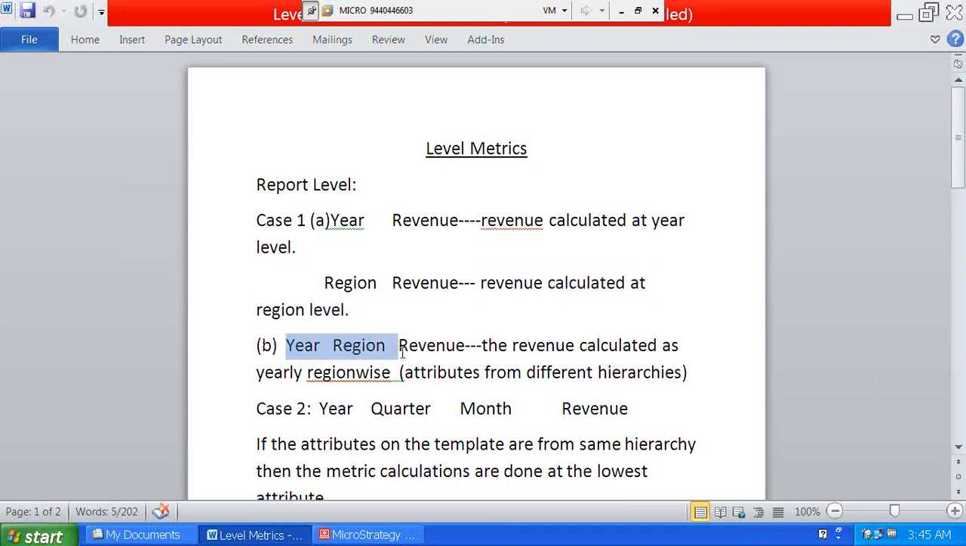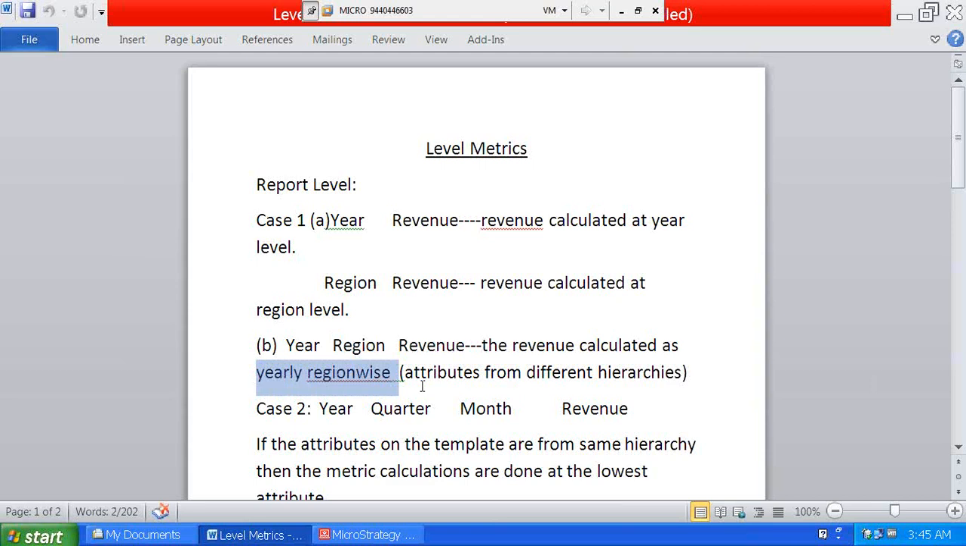Now if I have year and region both along with revenue, what should revenue do? Should it calculate for region or should it calculate for year? It will do the calculation year wise, region wise, and the data that is shown to you will belong to the attribute just behind the metric. Just behind revenue there is region. So whatever values you will see will be region wise, but calculations are done for every year for every region.